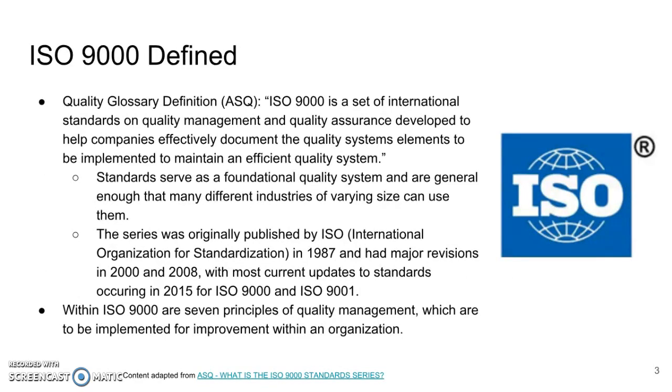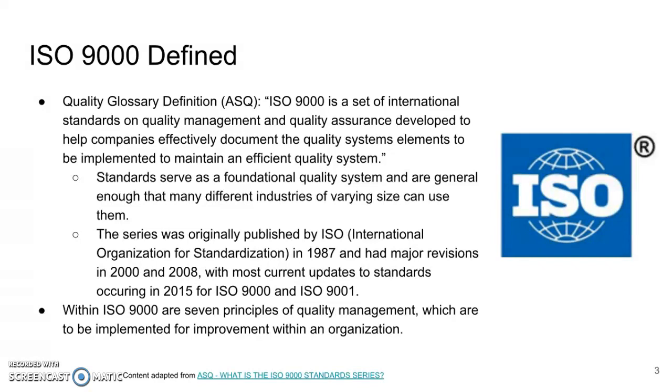The ASQ has a glossary definition of what ISO 9000 is, but in short, it's a set of international standards that were developed by the ISO, International Organization for Standardization. They're standards on quality management and quality assurance, all about the documentation of your quality systems and the elements you need to implement to maintain an effective system. The standards are a foundational quality management system. They're general enough so that lots of different industries of very different sizes can use them. That includes the food industry.